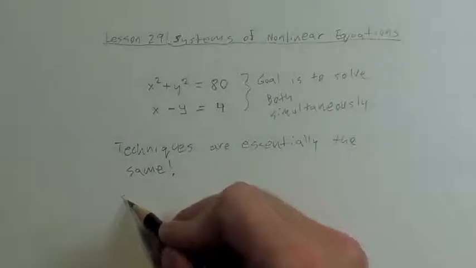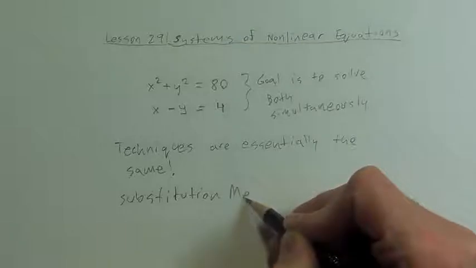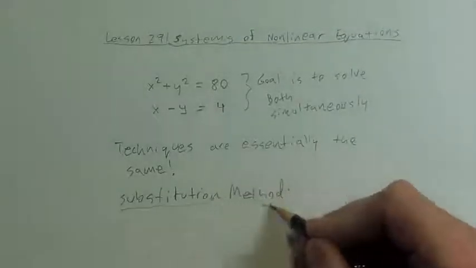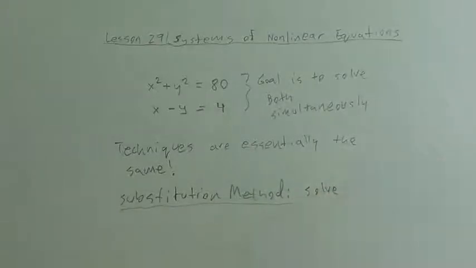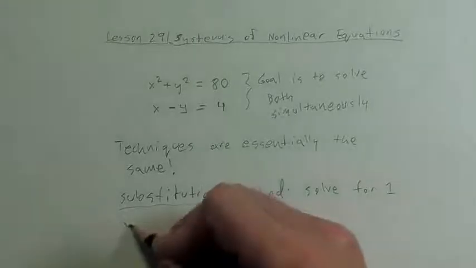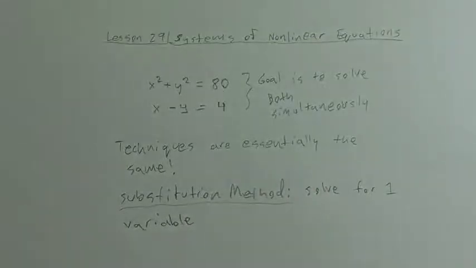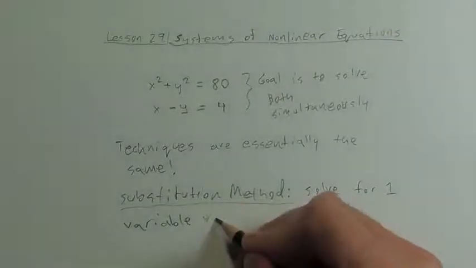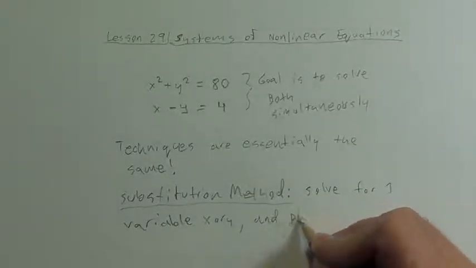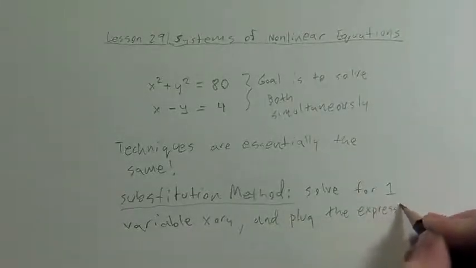So the substitution method, okay, works in the same way. You try and solve one of the equations for a variable, and then plug in what you have into the other one. So we're going to solve for one variable, say x or y, and plug that expression into the other equation.